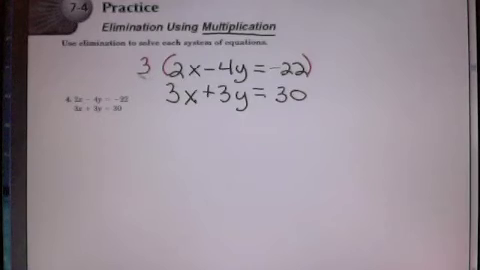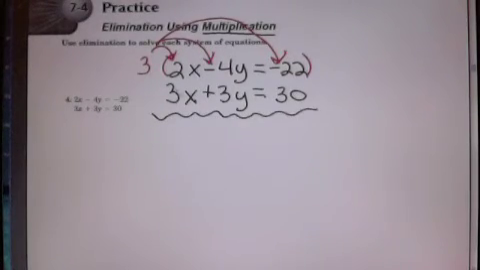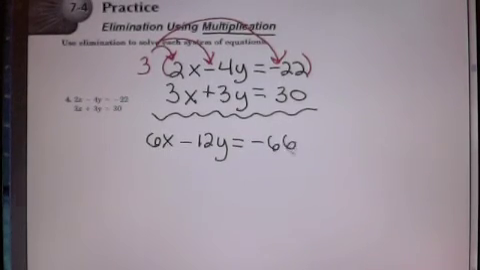So I'm going to use the distributive property and multiply the 3 by each term of the equation. So 3 times 2x gives me 6x. 3 times negative 4y gives me the negative 12y that I'm looking for. And 3 times negative 22 gives me negative 66.